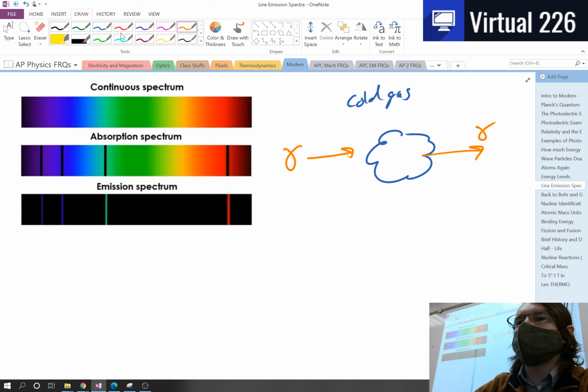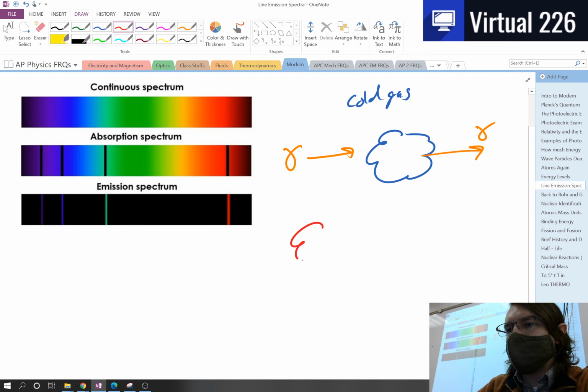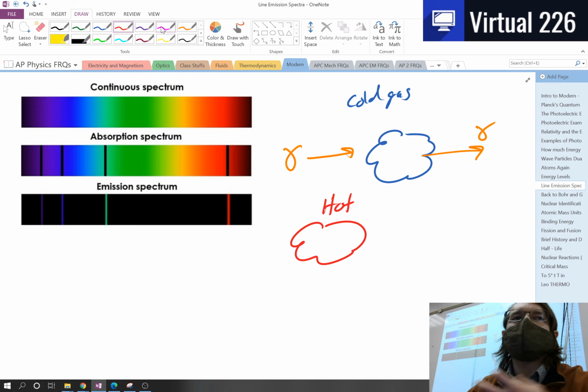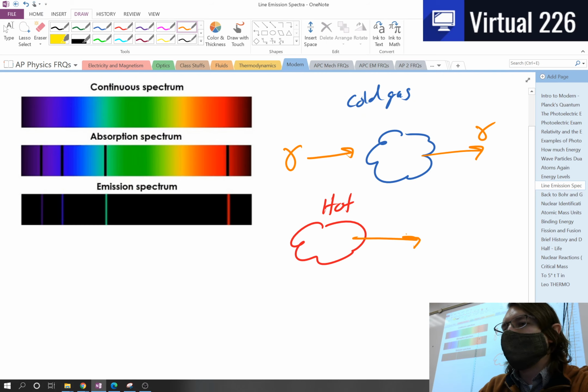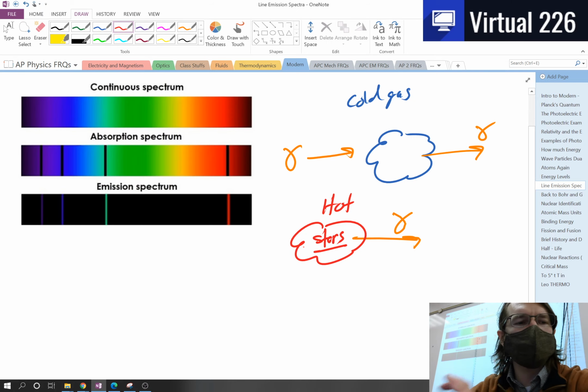On the flip side of things, if you have a hot gas, then this gas is excited. That's why we call it hot. It's really just an excited gas. And this gas, as the electrons are from a high energy level and drop to a low energy level, they can just give off photons. This is what we see for things like stars. Okay? So a really cool thing with that for absorption and emission spectra.